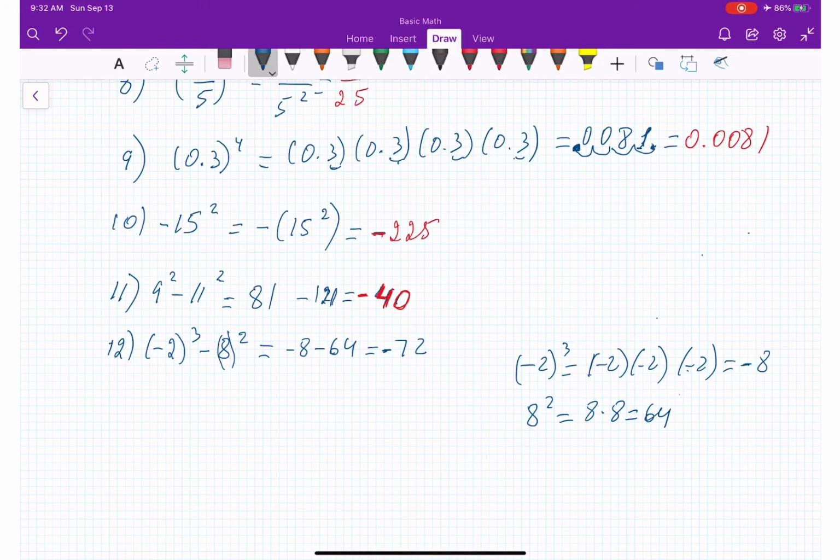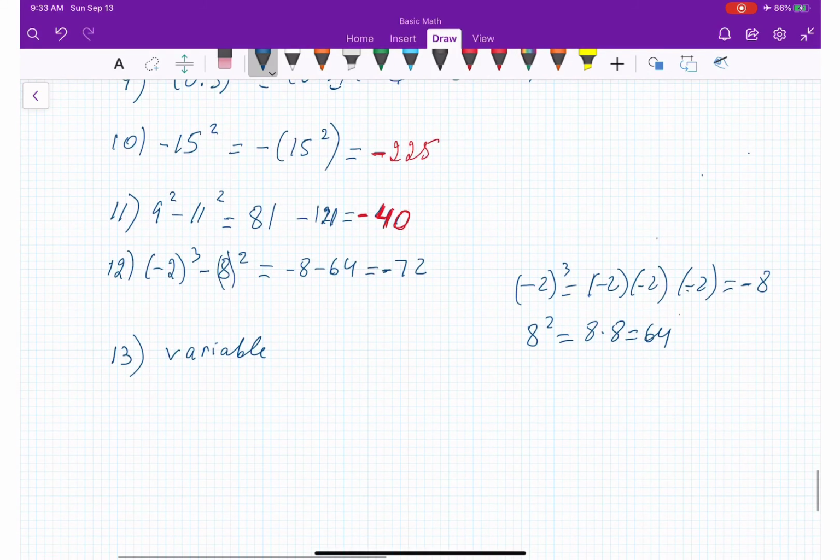Next. Question number 13. How do we call the symbol that represents an unknown number? We call it variable. Because a variable is a symbol that represents an unknown number.